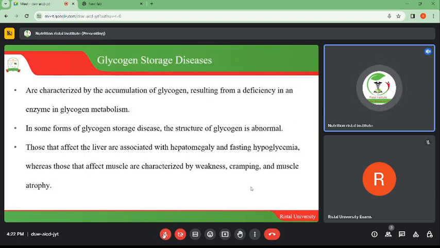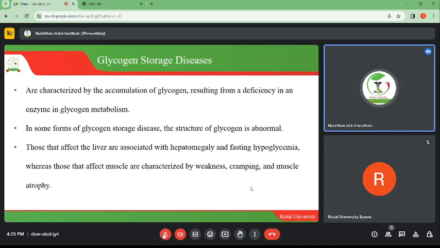Like I said earlier, we are going to discuss glycogen storage diseases, and they are basically characterized by accumulation of glycogen. This accumulation results from deficiency in an enzyme that is important in the processes of glycogen synthesis or breakdown. In some forms of glycogen storage disease, the structure of glycogen is formed abnormally. It's not a normal structure.